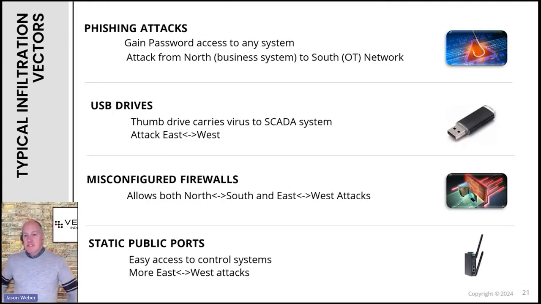So how do we stop these attacks? And we'll just talk about how microsegmentation helps with this. But most common attacks that are out there, and this is certainly not an exhaustive list of all the attack vectors, but phishing attacks. Everybody has gotten phishing emails. They try to get password access to one system inside of the network, and then from there, land and expand. Take an attack and go from the north, business system, down to the south in the OT network.